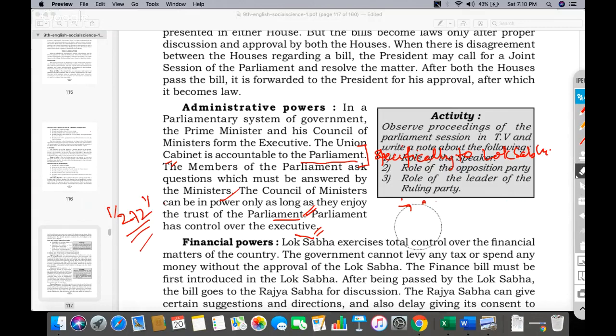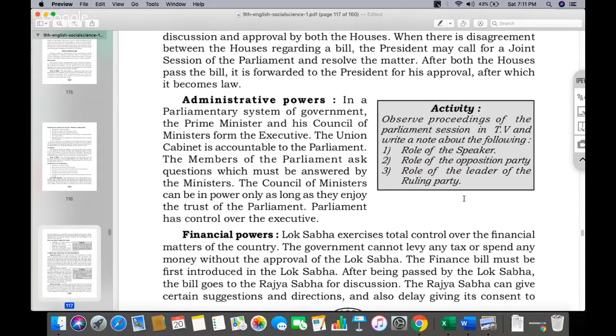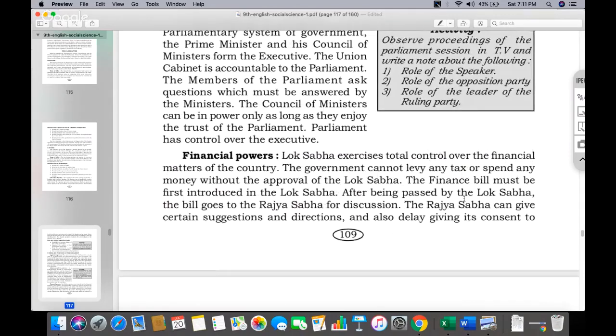So that is the thing. Financial powers of Lok Sabha: it exercises total control. Remember this word, total control over financial matters. That is why all the financial bills are first introduced in Lok Sabha.